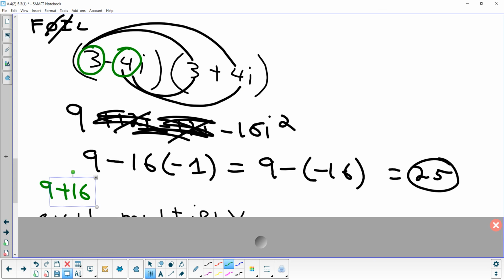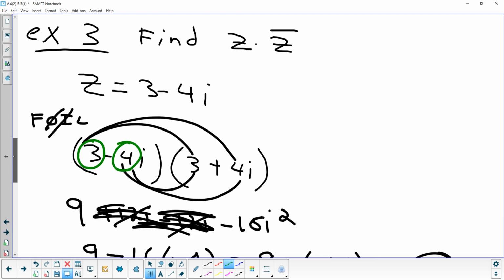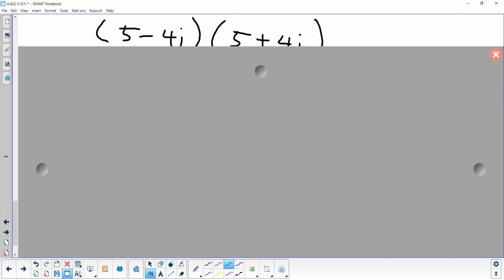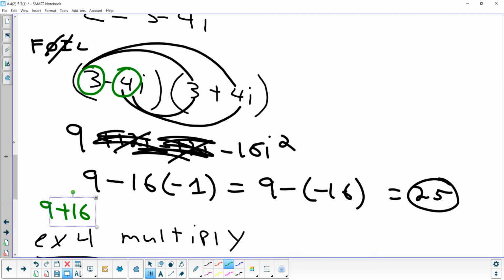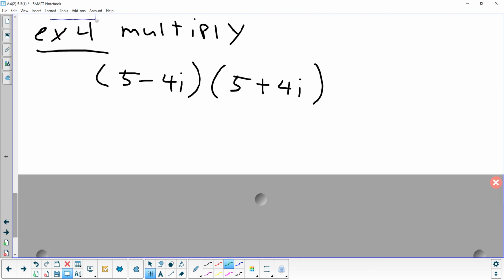If that shortcut is confusing, then FOIL it out every time. But you're going to be doing a lot of arithmetic that's just going to cancel out. In fact, half of what you do when you FOIL is pointless when you're multiplying conjugates. All right, let's try this one. Using the shortcut.